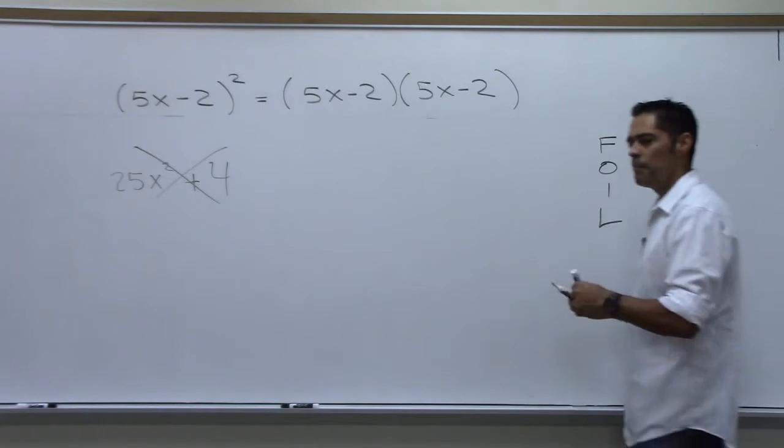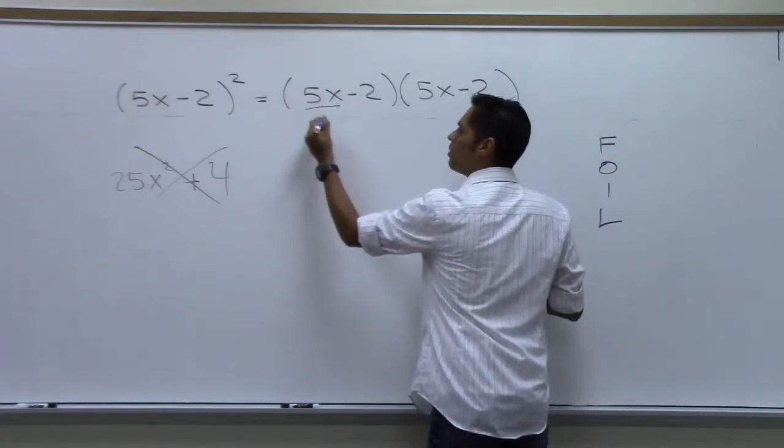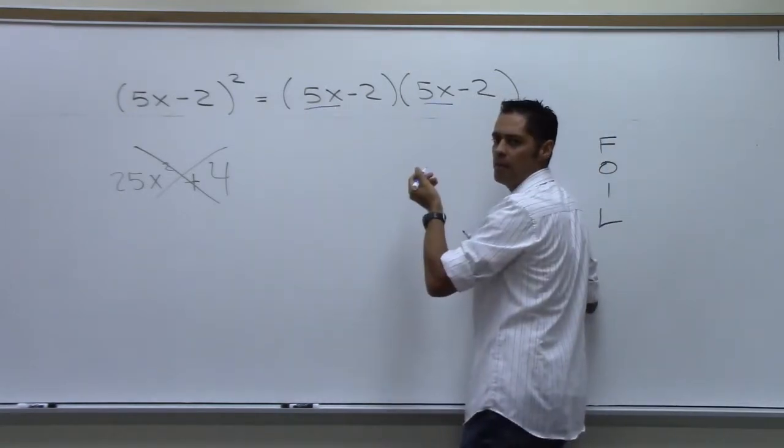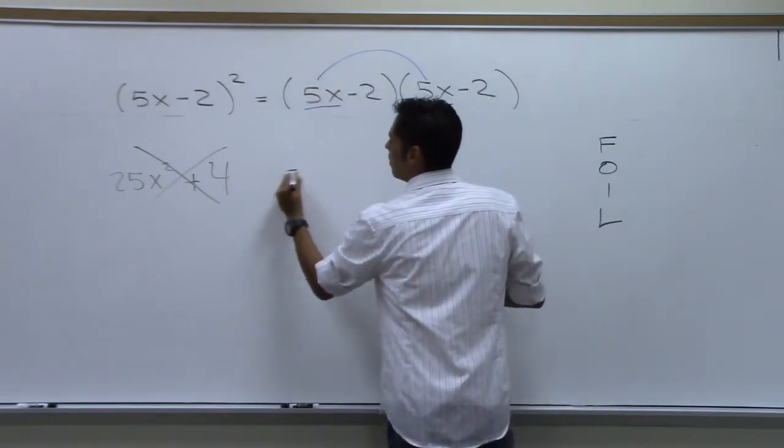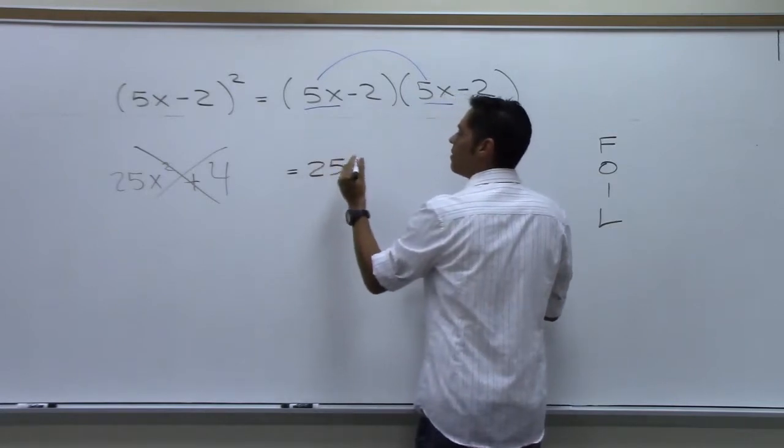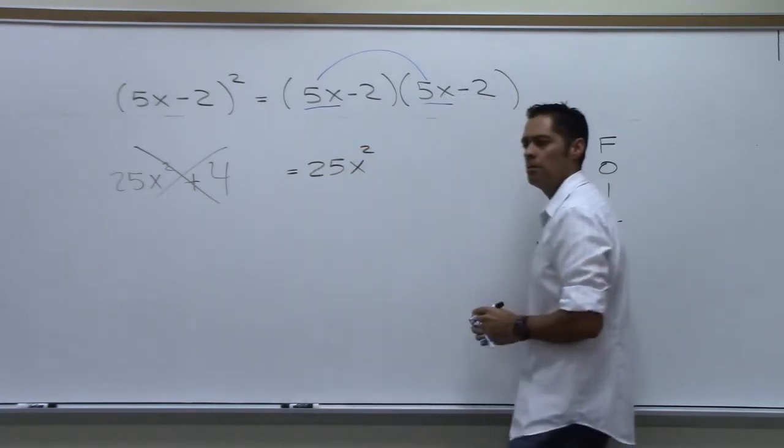So what we're going to do is take the first one right here and multiply those together, right? So we multiply that times that, which is 25, 5 times 5, right? And then x times x, we write that as x squared.